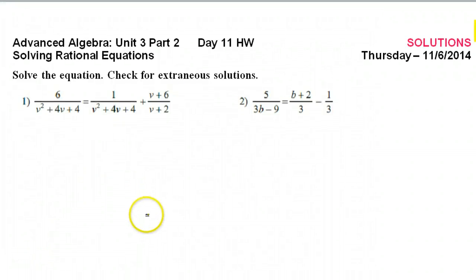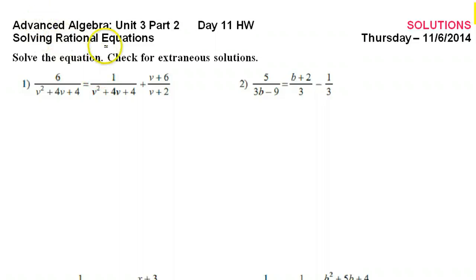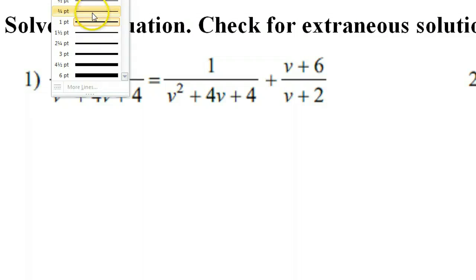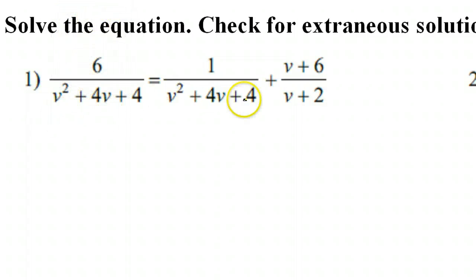Alright, in this lesson we will practice solving rational equations such as these. It will be very helpful to factor everything down as much as possible. So, for example, this is going to factor as v plus 2 times v plus 2. Obviously, this is the same thing.